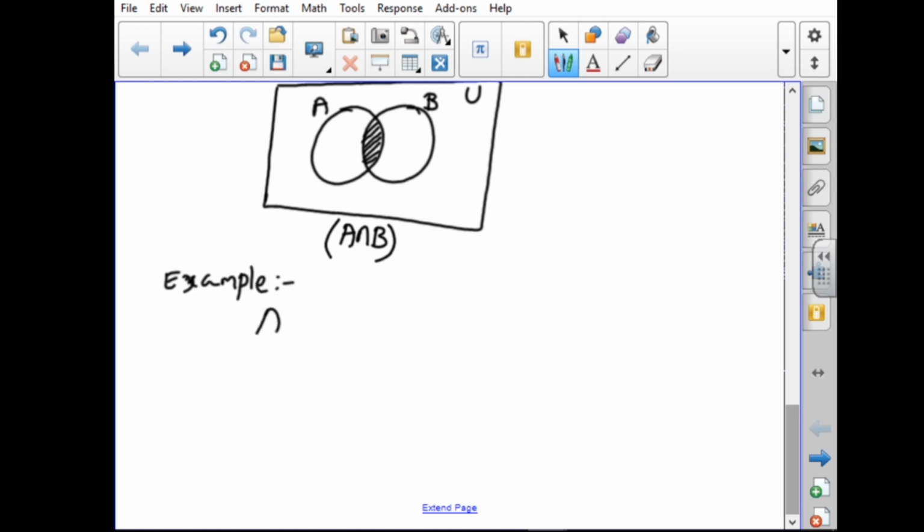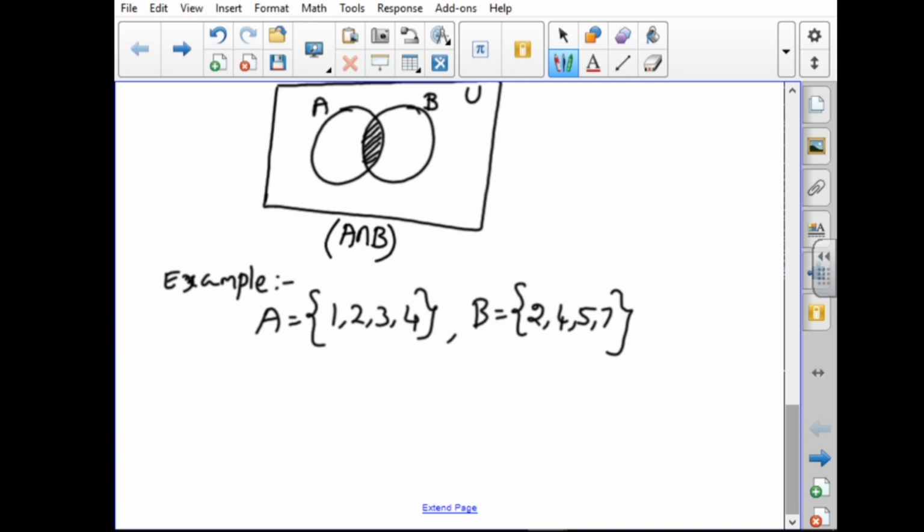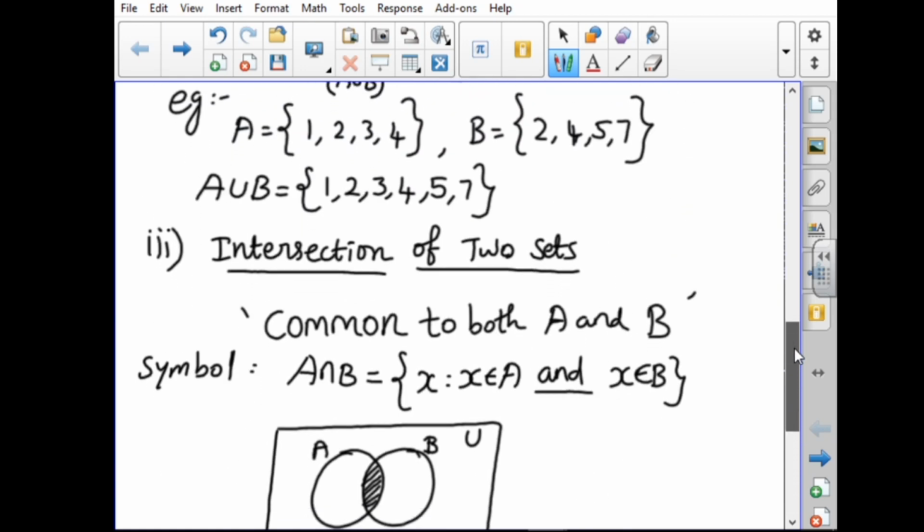In numbers, A is equal to, I am taking the same set, so then only you can understand easily. So 1, 2, 3, 4, and for B set, 2, 4, 5, 7. Okay. I think this is the same set.